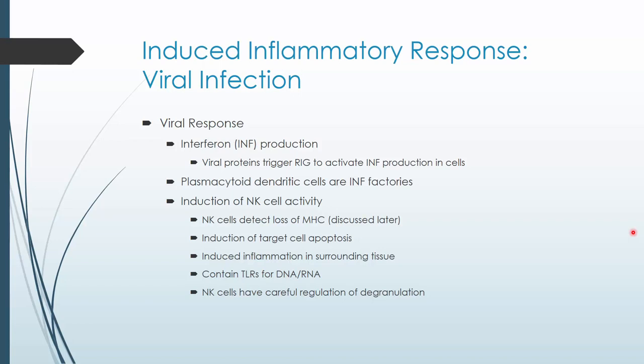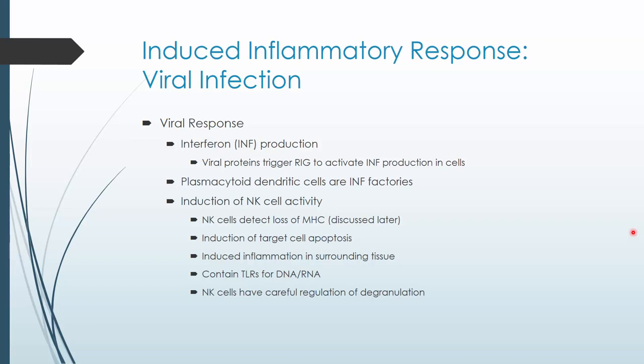So they're going to reduce protein production, they're going to reduce DNA reproduction, because the goal is to reduce viral spread. So that's the interferon response. There's also natural killer cells. And natural killer cells are part of the induced inflammatory response in that they can detect the loss of an MHC on a cell surface.